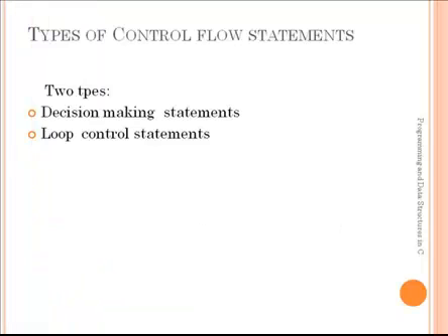C supports two types of control flow statements. One is decision control flow statements, and the other is loop control flow statements. Let's discuss each of them one by one.